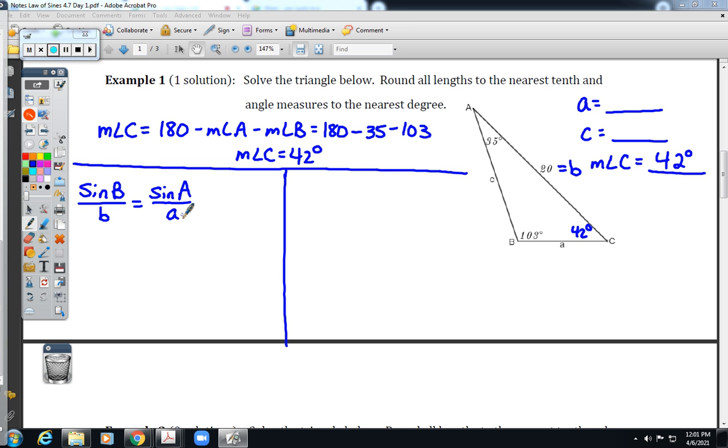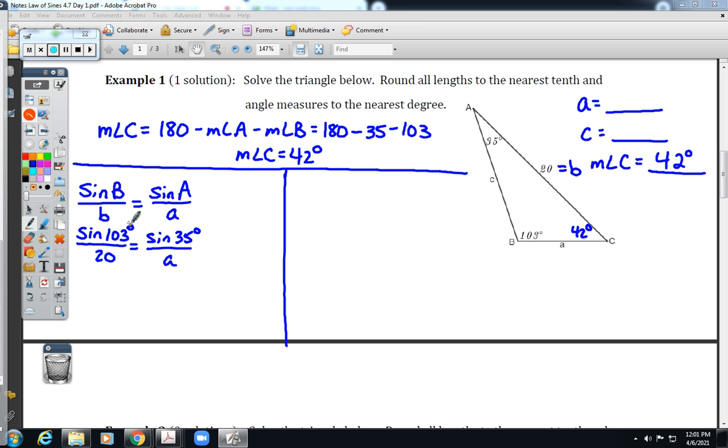Okay? So that would be sine of 103 degrees over 20 equals the sine of 35 degrees over little a. I just forgot the degree symbol. Yeah, you're right, I should make sure I have that because otherwise it's 103 radians. It's got to have the degree mark, right? Precision.